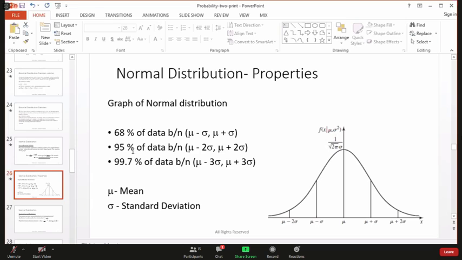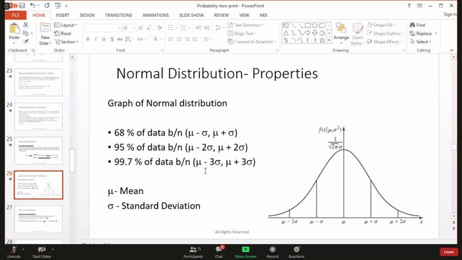Go to the next one. 95% of the data is between mu minus 2 sigma and mu plus 2 sigma. What is mu minus 2 sigma? 2 sigma means 20. 50 minus 20 means 30. Minimum range is 30. Mu plus 2 sigma means 20 plus 50, 70. So 95% of the marks are between 30 and 70, right?